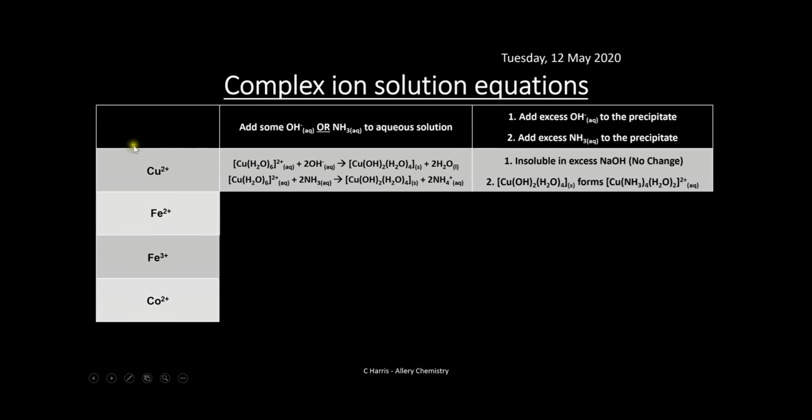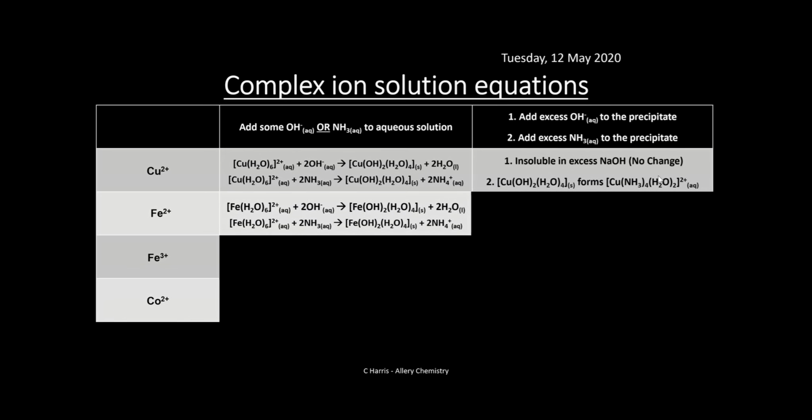So your copper 2+, when we add excess hydroxide to the precipitate, and then when we add excess ammonia. When we add excess hydroxide, remember there's no change. We've seen that from the previous one. But with copper, we get this partial substitution of ammonia. So we go from our precipitate here, and we get a partial substitution. But we've seen that before.